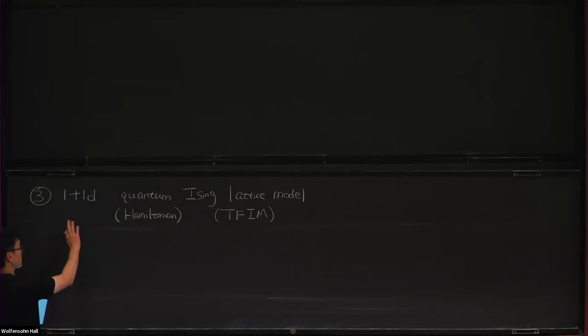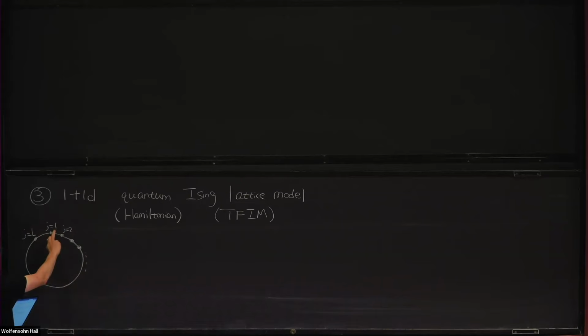So let's talk about the 1+1D Ising model. My setup is that I'm going to work on a finite chain, and more importantly, it's a finite periodic chain. I'm going to index my lattice sites by j. I have j equals 1, 2, 3, all the way to j equals L, and j is identified with j plus L.